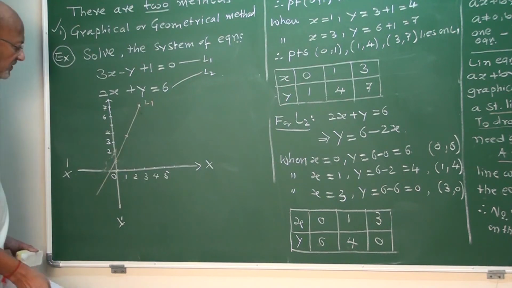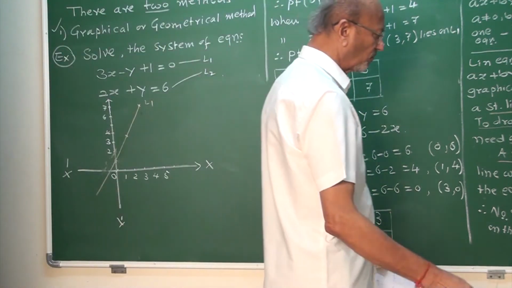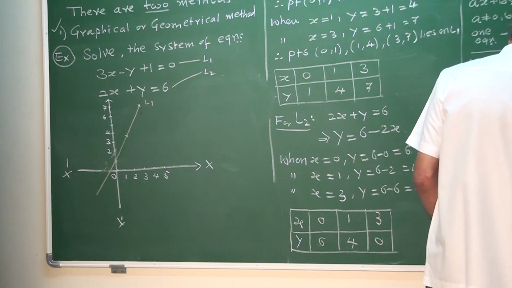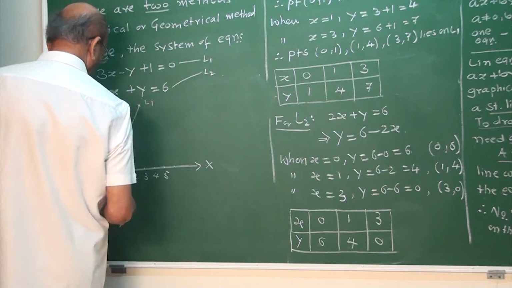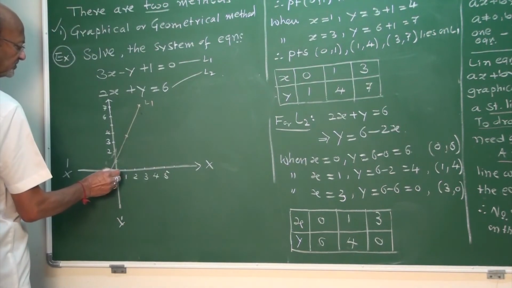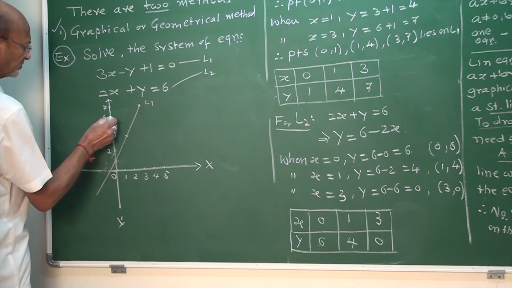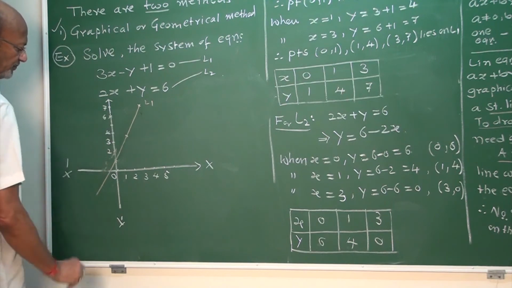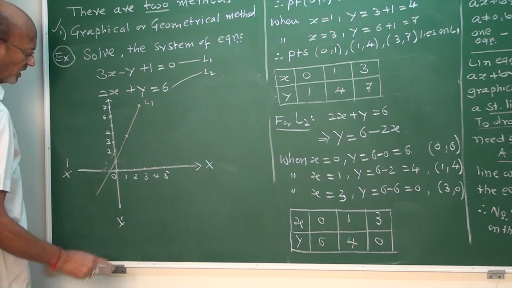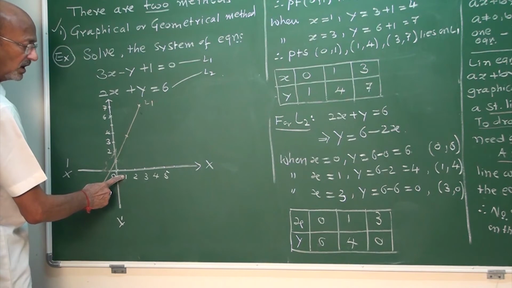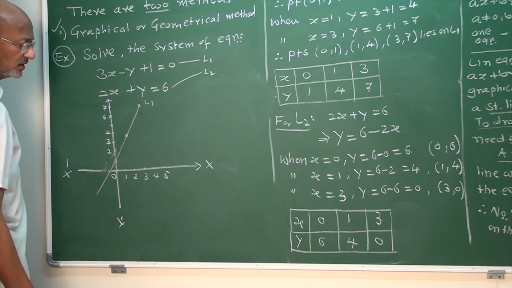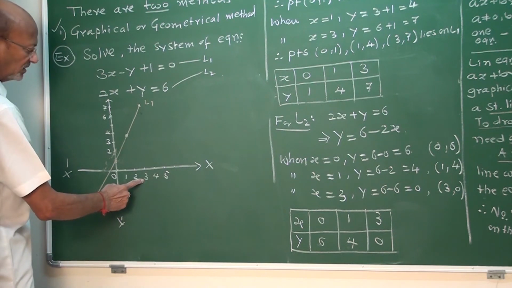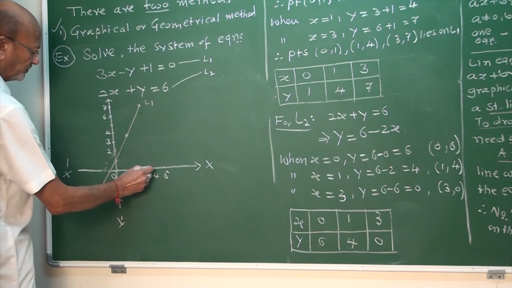Then for L2. When x is 0, y is 6, this point. When x is 1, y is 4, this point, my friends. When x is 3, y is 0, this point.